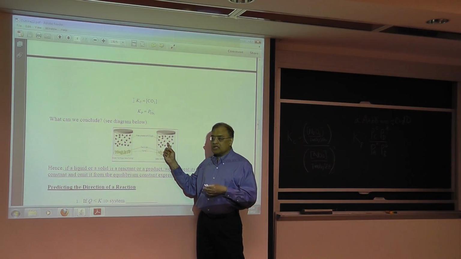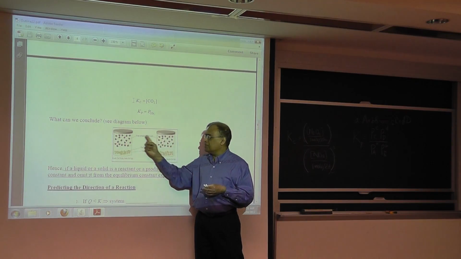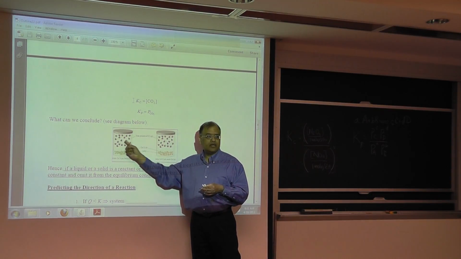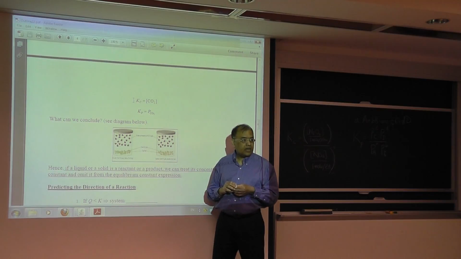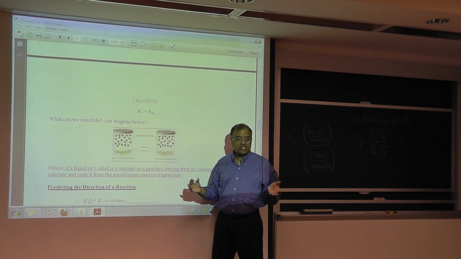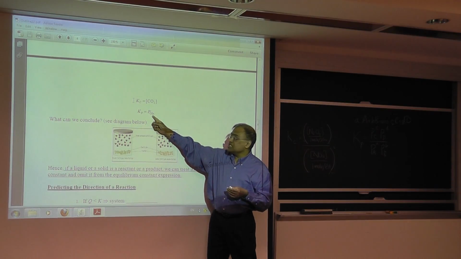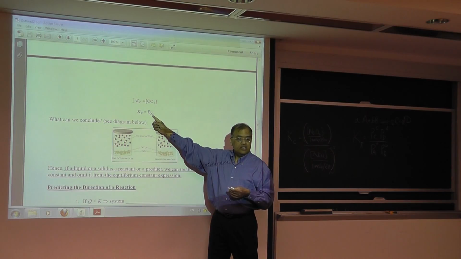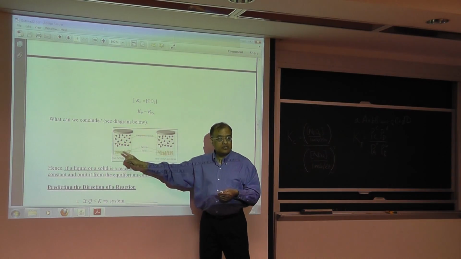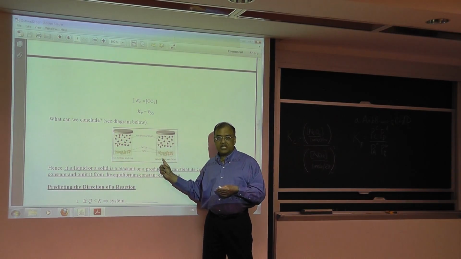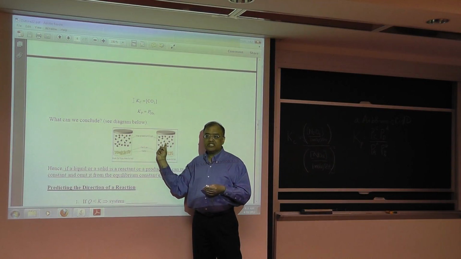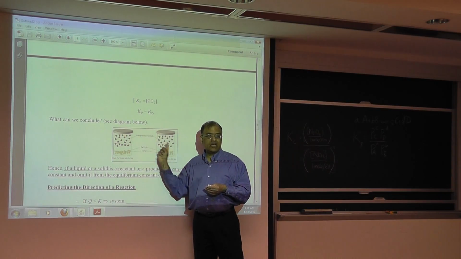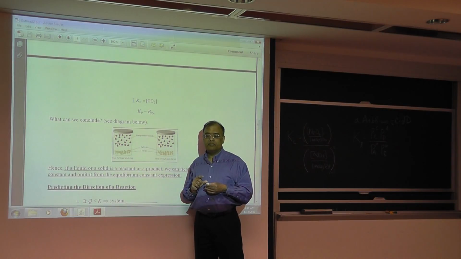So what can you tell me about the partial pressure of carbon dioxide here compared to the partial pressure of carbon dioxide here? It's the same, because the equilibrium constant is the same, and the equilibrium constant is the partial pressure of carbon dioxide. So despite the fact that you have different amounts of calcium carbonate and calcium oxide, the partial pressure of carbon dioxide in these two containers is the same because the temperature is the same.